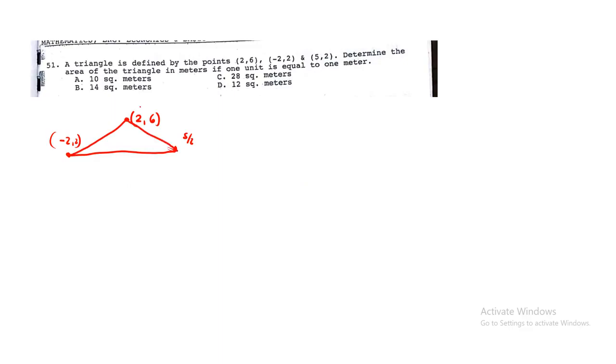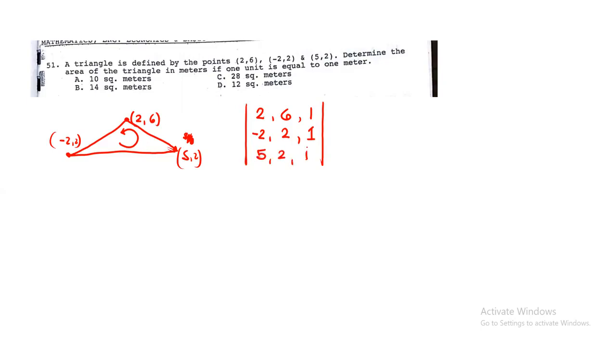So, syempre, dapat ang direction natin is counterclockwise rotation. Then, saka natin ilagay yung mga points sa matrix. Kahit anong pagkakasunod-sunod, basta counterclockwise siya. So, pwede tayong mauna sa (2, 6), then yung dulo niya, palaging 1 yan. Then, next, (-2, 2), 1 din yung dulo. Then, (5, 2), and 1 rin yung dulo.